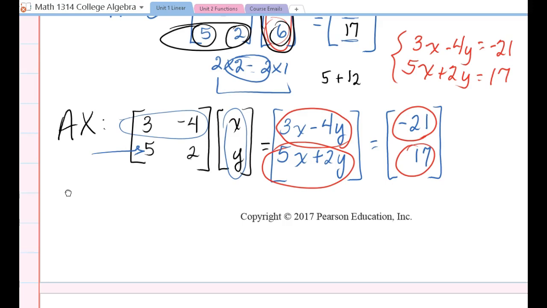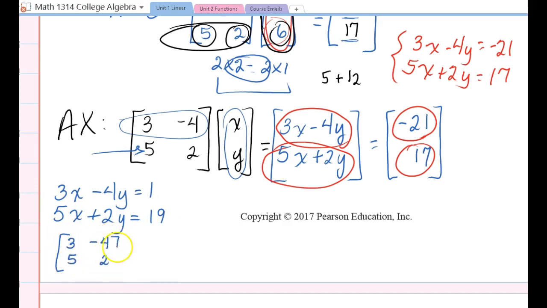So let's say we have 3x minus 4y is equal to 1, and 5x plus 2y is equal to 19. Well, we can write this part as 3, negative 4, 5, and 2 times our x and our y, and we can say that's equal to 1 and 19. But we can also write this as an augmented matrix to represent this system of equations.